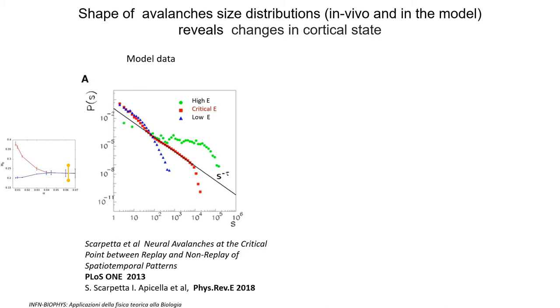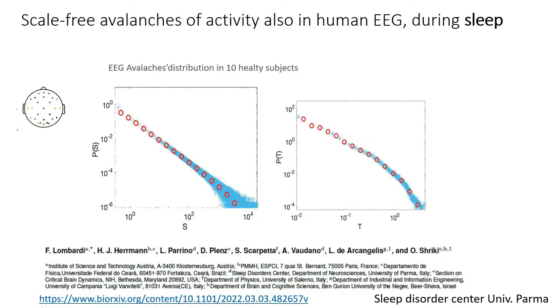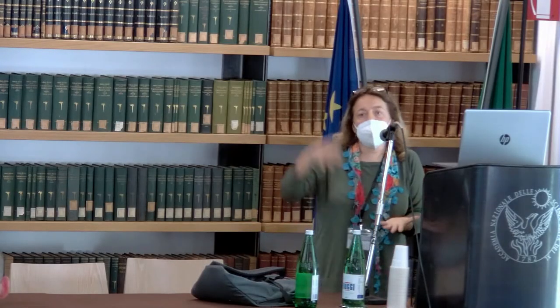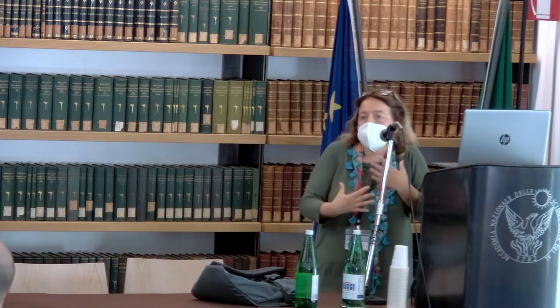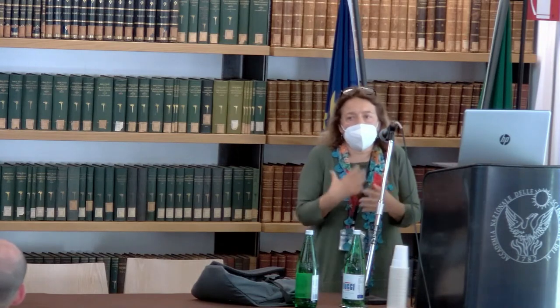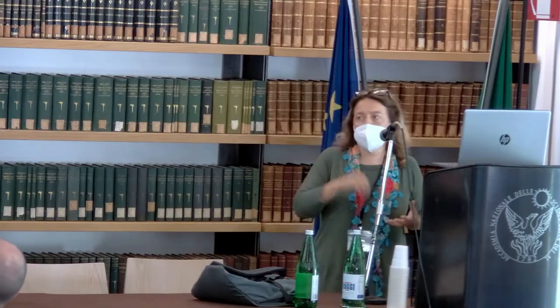I won't talk to you about how we recently measured these avalanches also in deep sleep, in humans with EEG. Just a conclusion: in this model, we started a lot of years ago by studying how this selective replay of spatiotemporal patterns happens, and in the same network we then also found the regime in which there is this scale-free behavior and criticality.